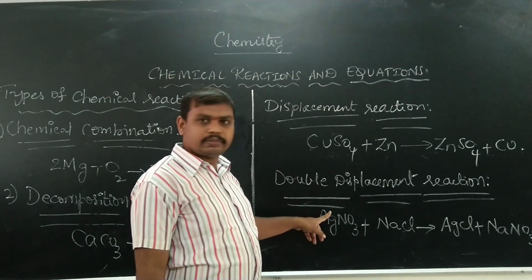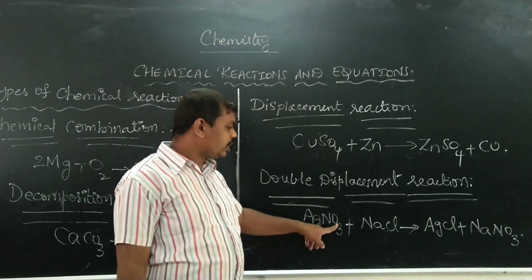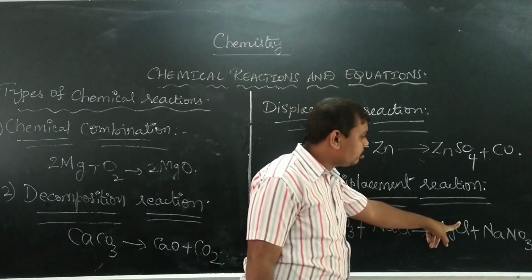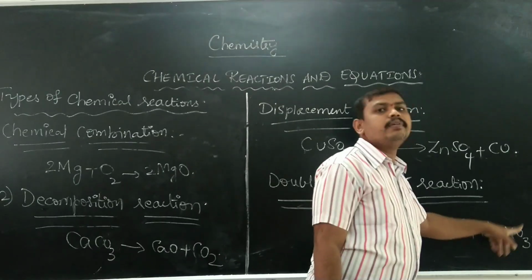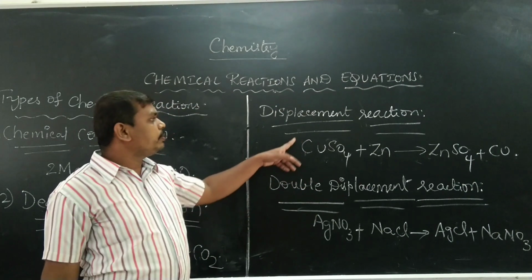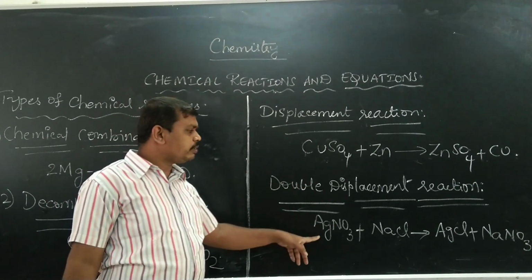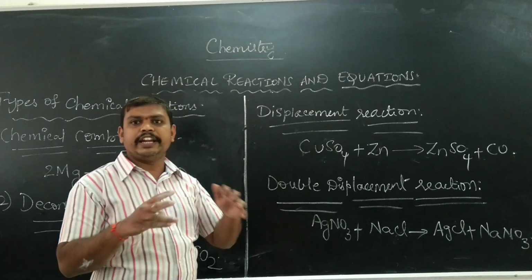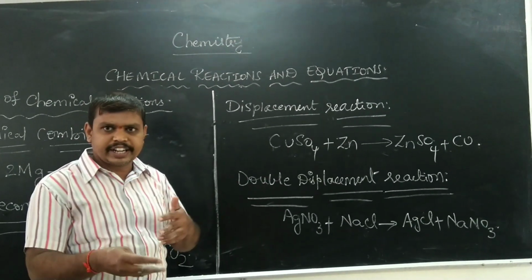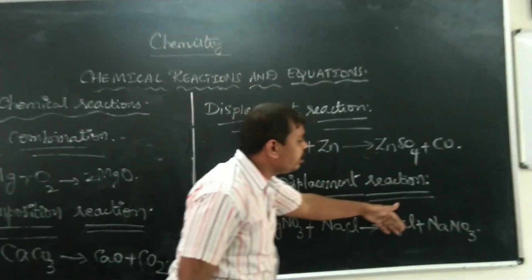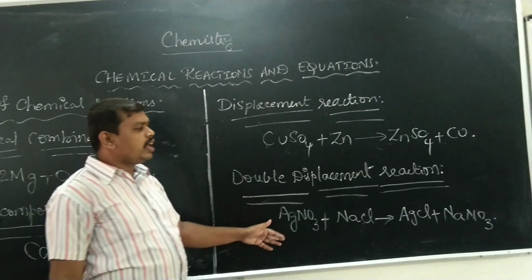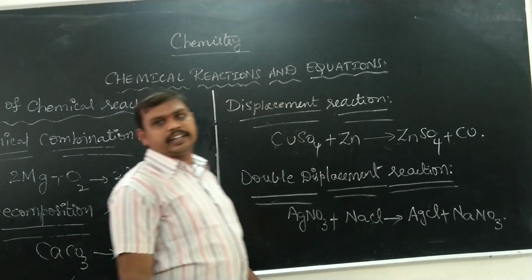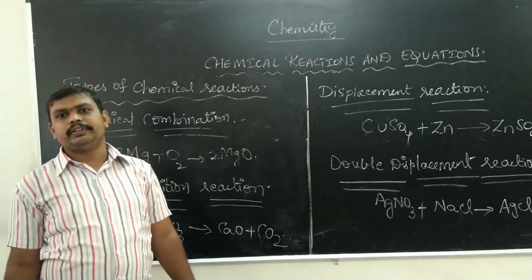And coming to the double displacement reaction, we have AgNO3, that is silver nitrate, plus sodium chloride will give rise to AgCl, that is silver chloride, plus NaNO3, that is sodium nitrate. The same thing as in the displacement reaction: here also the exchange of elements takes place during the chemical reaction, and hence the products are formed from the reactant side, and thus new compounds are formed on the product side. That is the double displacement reaction.